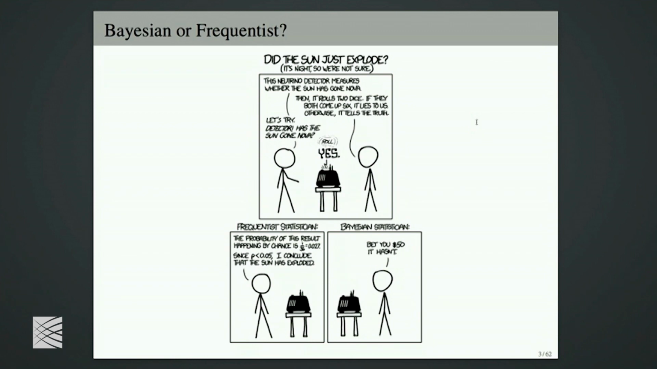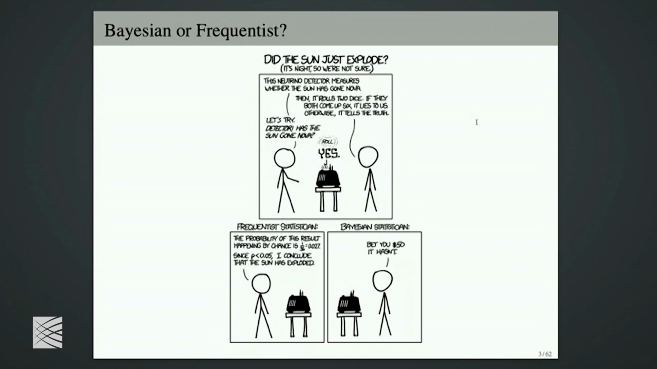Some of you may have seen this cartoon from XKCD. It was quite popular a few years ago. You have two people talking to each other. One says, this neutrino detector measures whether the sun has gone nova. Other person says, then it rolls 2 dice. If they both come up 6, it lies to us. Otherwise, it tells the truth. First person says, let's try. Detector, has the sun gone nova? We hear the dice rolling. The detector says, yes. And one of the people says, well, the probability of this result happening by chance is 1 over 36, 1/6 squared. That's a p-value less than 0.05, so I conclude with statistical significance that the sun has exploded. Other person says, bet you $50 it hasn't.